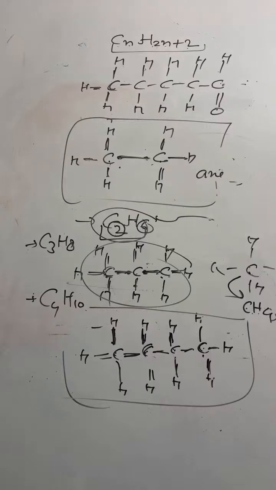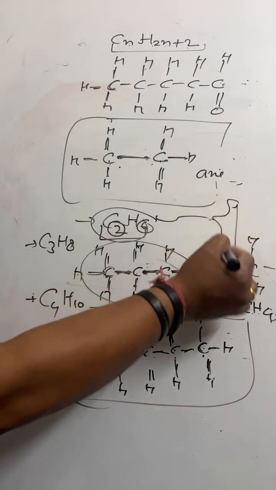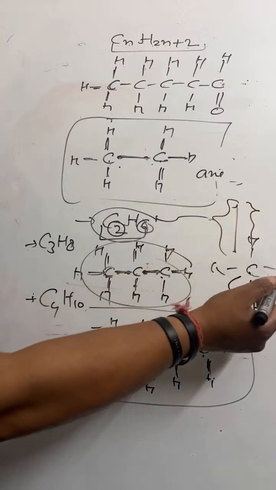And if triple bond comes, then it is called yne. Means methane, ethane. Okay, so in place of ane, then yne will start coming. And all these methane, ethane, propane are also called simply alkane.